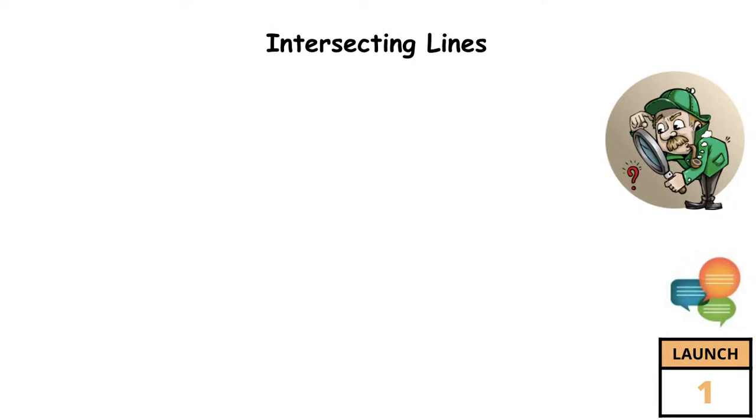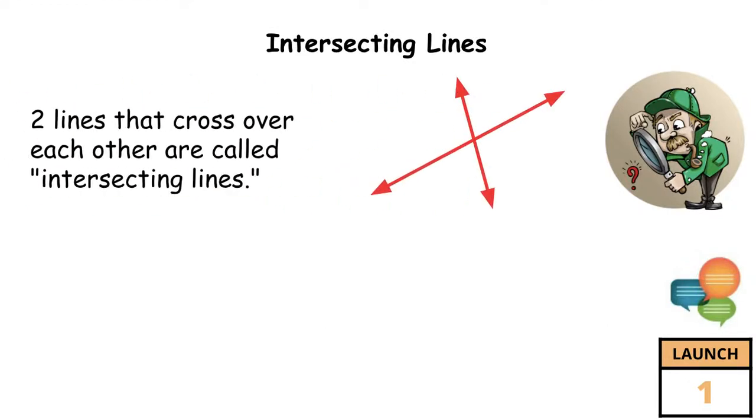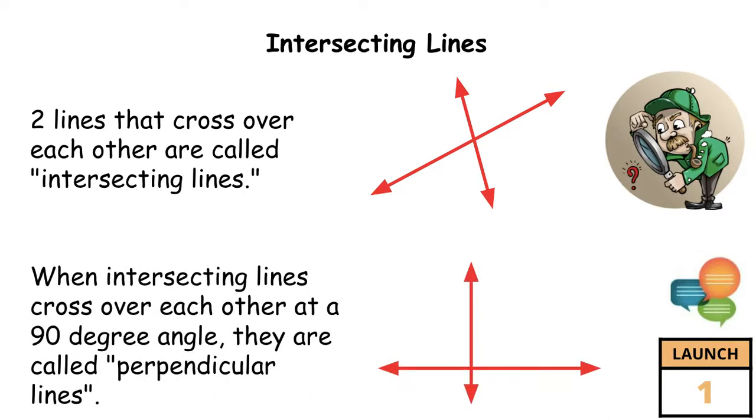And lines can intersect. When two lines cross over each other, they're called intersecting lines. When intersecting lines cross over each other at a 90-degree angle, they are called perpendicular lines.